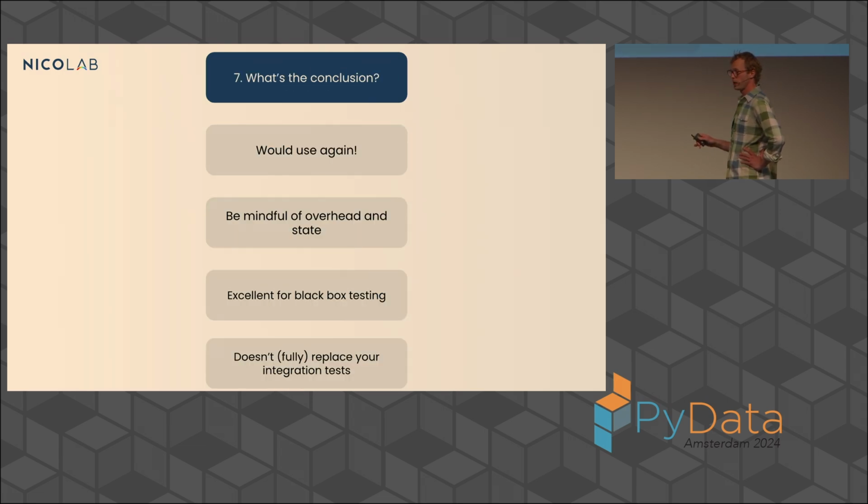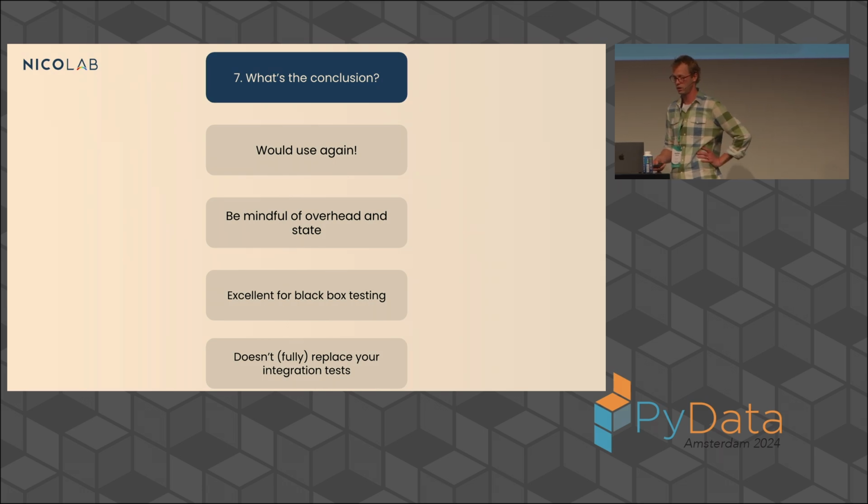So I would definitely use them again. They're kind of part of our standard arsenal right now. Just be mindful of the state and the overhead. Use them especially for black box testing, but they don't fully replace your integration test, right? Because you're still bound to your local way you set up the containers. Might not 100% reflect your production state or your test state. So I would still do those, but hopefully that feedback loop that I showed you would be more green, quicker.